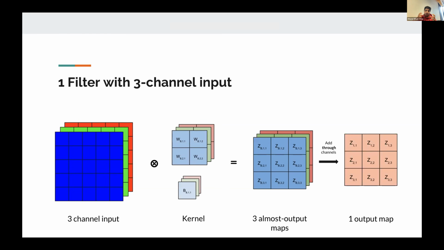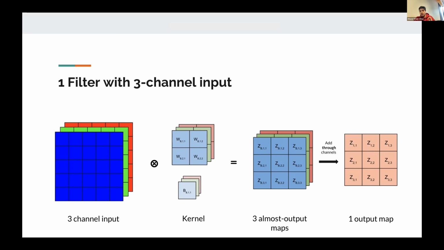So in summary, we had 3 input channels. Our one kernel had 3 channels which correspondingly convolved with the channels of the input, created 3 almost output maps, and then we added them element by element to create the output map, right?